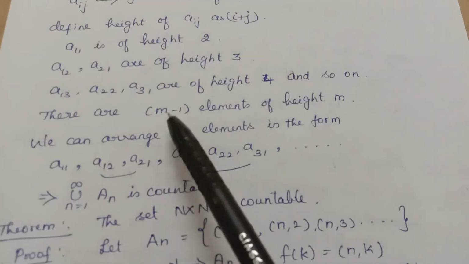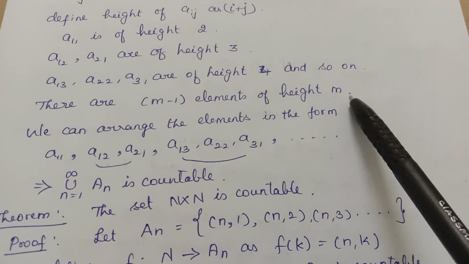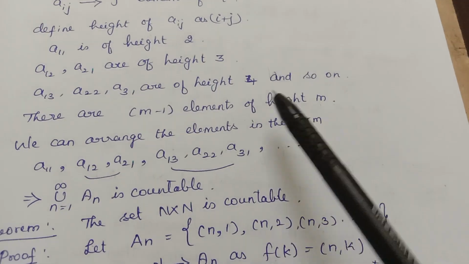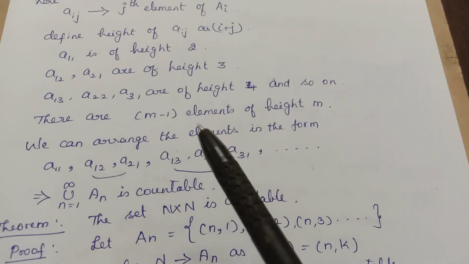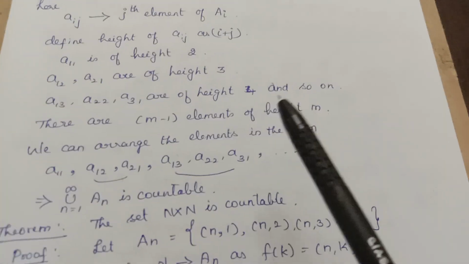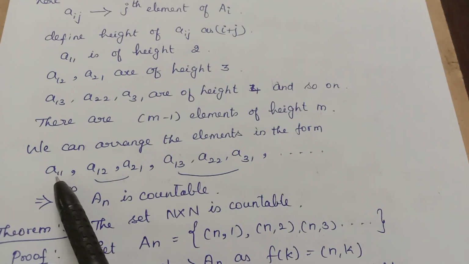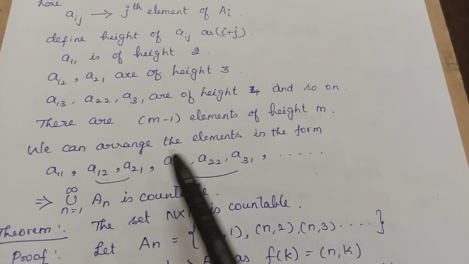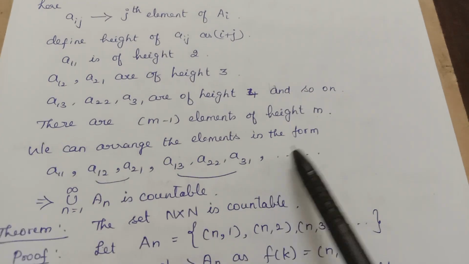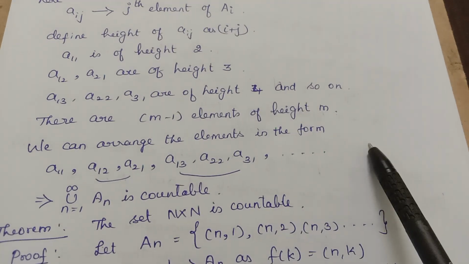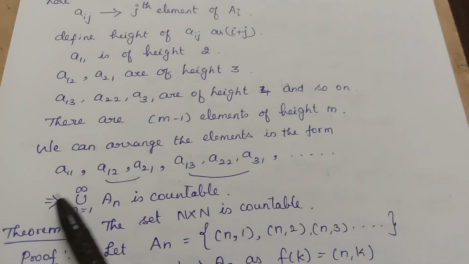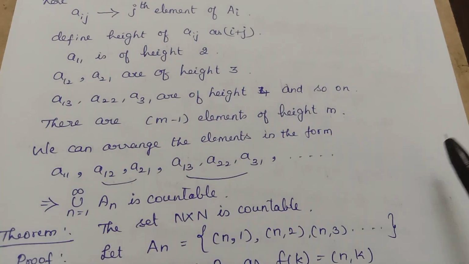In general, m minus 1 elements are of height m. So I have obtained one arrangement. How? I am going to arrange the elements according to their height. So first element of height 2, next two elements of height 3, next three elements of height 4, next four elements of height 5, five elements of height 6, etc. So some arrangement we have obtained, no?